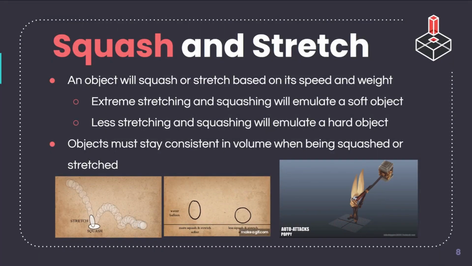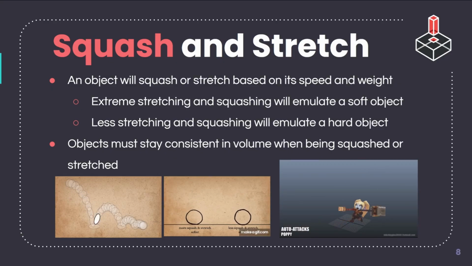So the first principle is squash and stretch. An object will squash or stretch based on its speed and weight. Extreme stretching and squashing emulates a soft object, while less stretching and squashing will emulate a hard object. Objects must stay consistent in volume while being squashed or stretched.